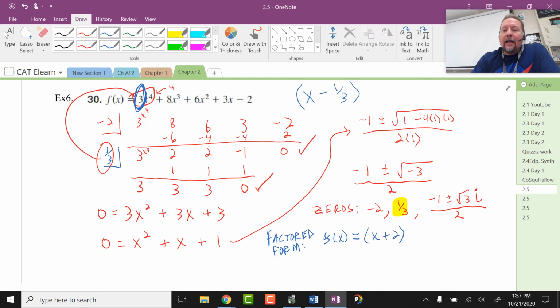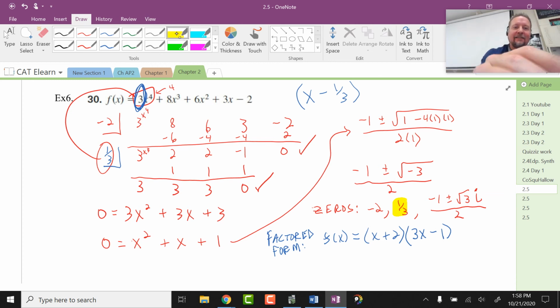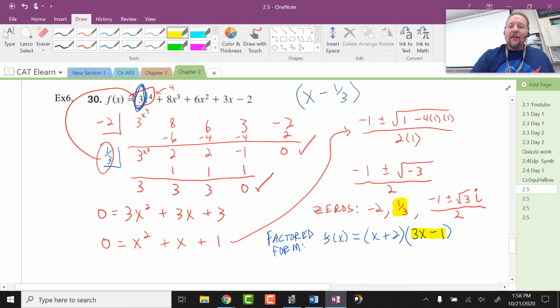So how does that happen? Well, 1/3 actually is a 0 for 3x minus 1. That is true. Add 1, divide by 3. And you're going to need to do that because that is the only way, if you foiled out your answer, that you would get this question, 3x to the 4th with a proper leading coefficient.